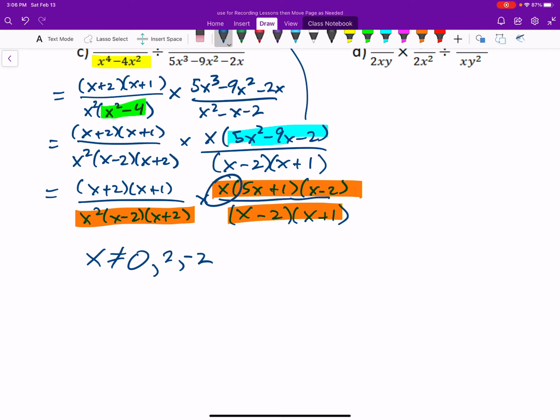From this one, x can't equal 0, but that's already been covered off. From this one, x can't equal negative 1/5. And if you can't see that, set 5x plus 1 equal to 0 and solve it. You'll get negative 1/5. Plus 2, we've already got plus 2.